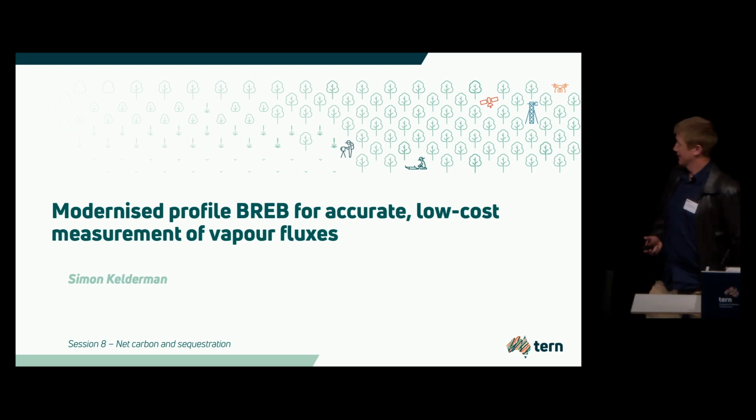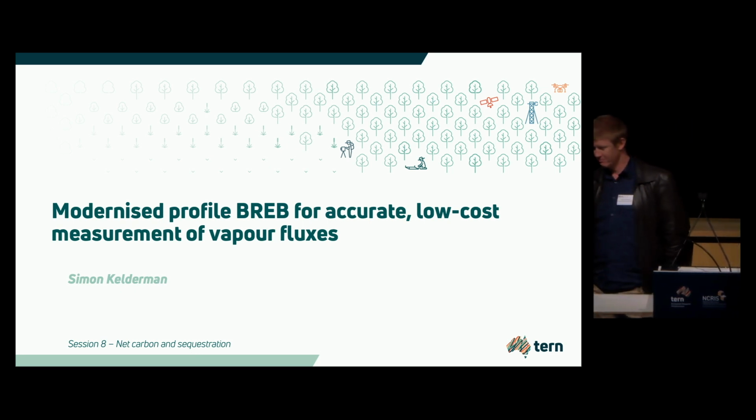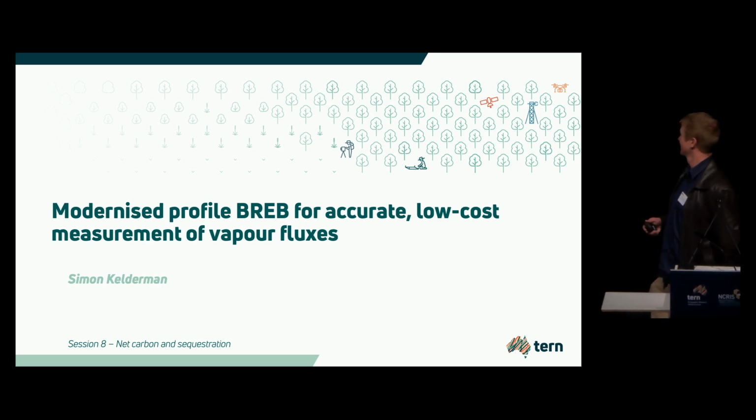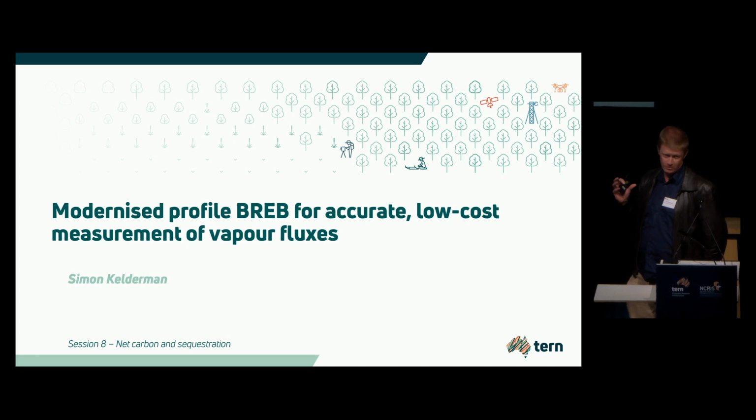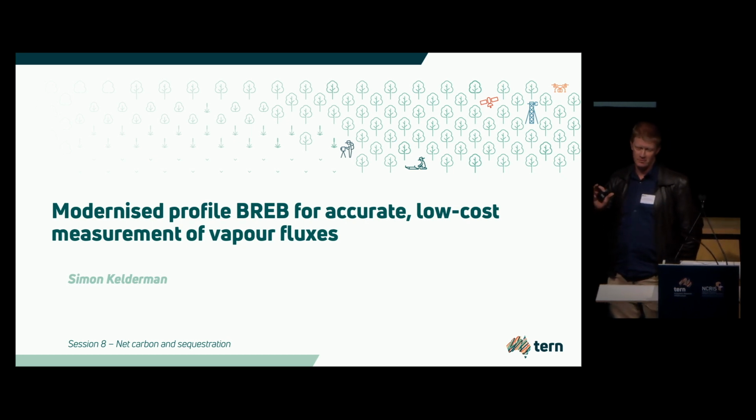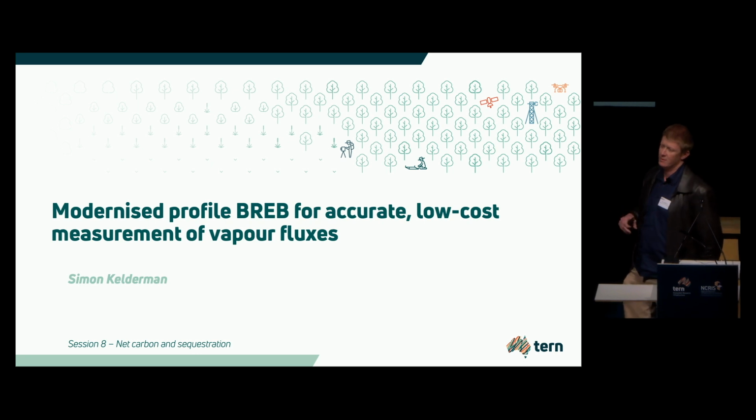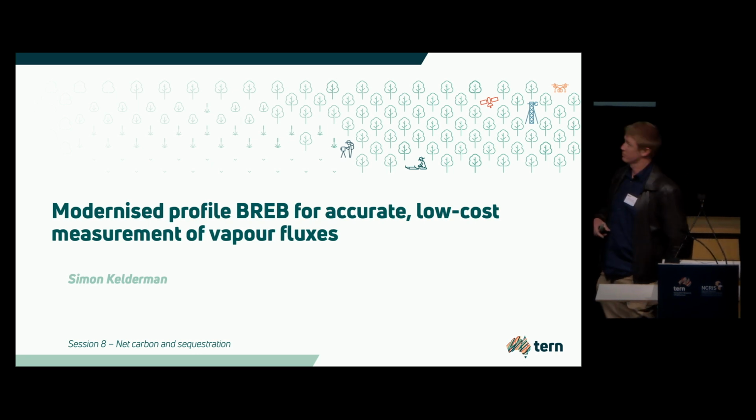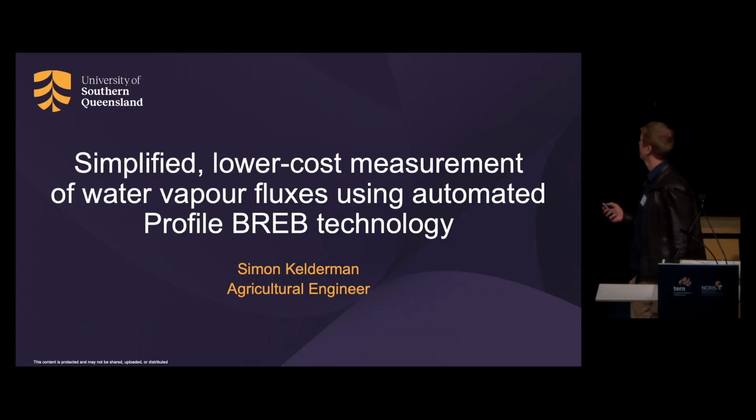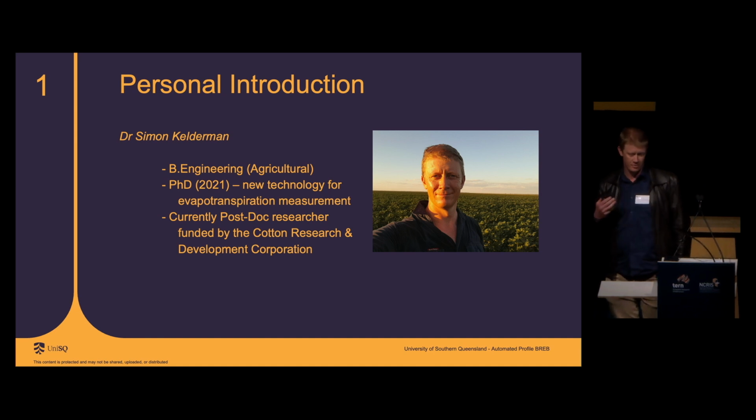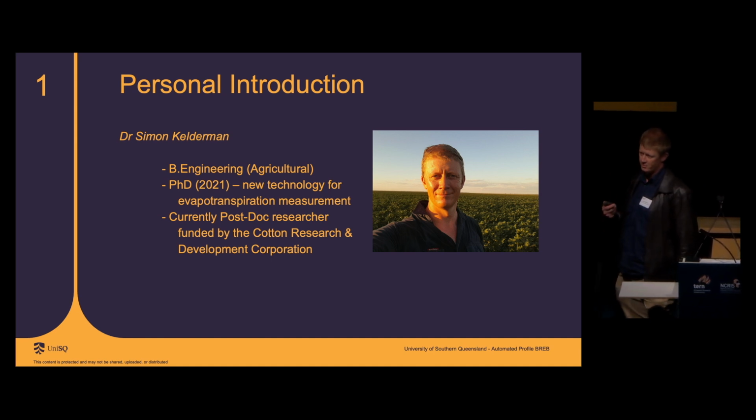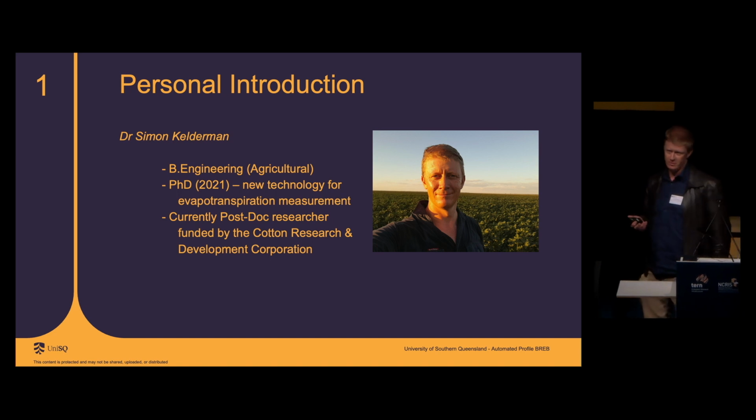My topic is not on carbon, despite me being in this session. I'm talking about the development of new instrumentation for measuring water vapor fluxes that is of a comparable accuracy to eddy covariance, but about 80% less cost. I'm an agricultural engineer. My personal areas of interest are evapotranspiration measurement and modelling, and developing instrumentation to measure that. And I've currently got a postdoc to continue on that work from my PhD.